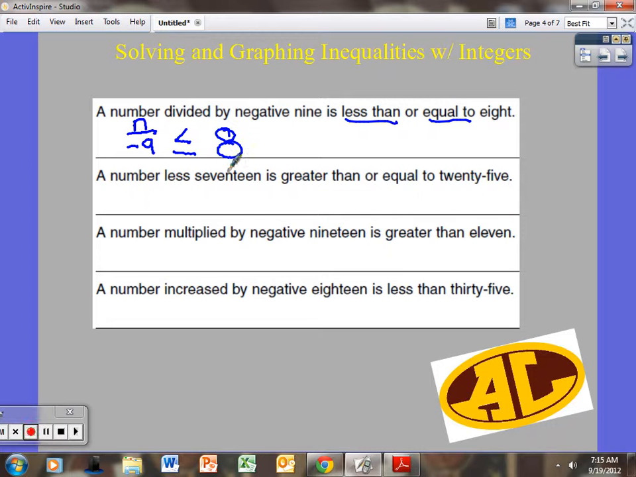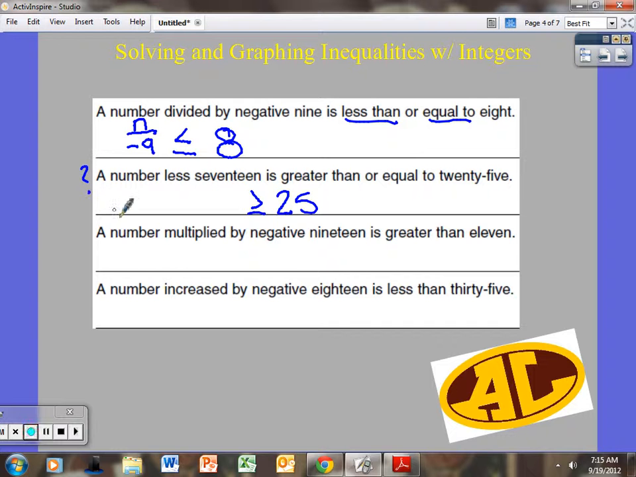Okay? A number less than 17 is greater than or equal to 25. A number less than 17. How would I write that? Is greater than or equal to, I can do that side, 25. Some number less than 17. How do I write that? I'm going to come back to that.